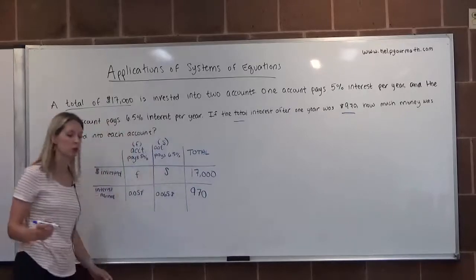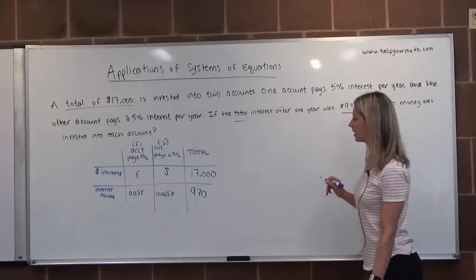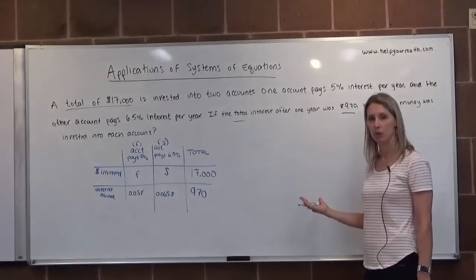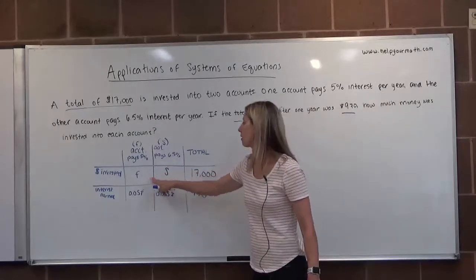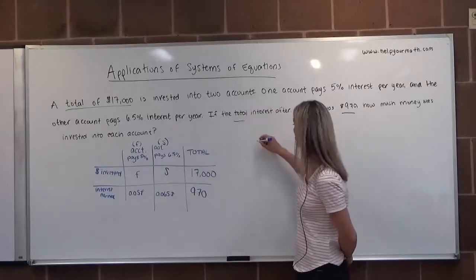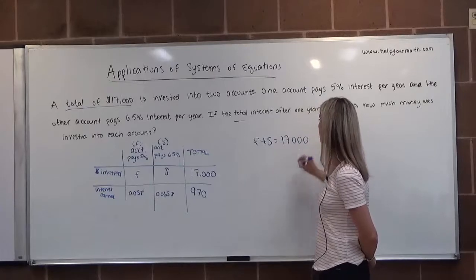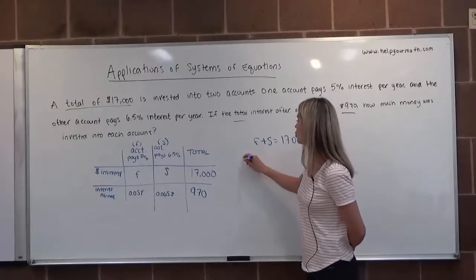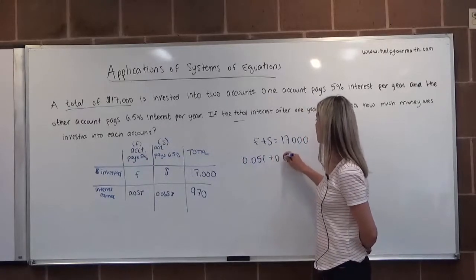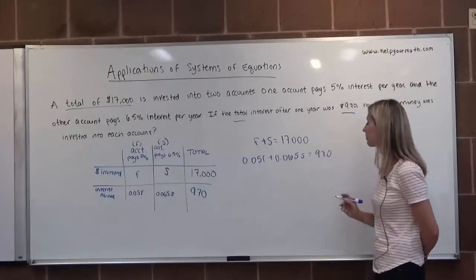At this point, if you don't have a calculator handy, you might need to get one out. I'm going to hold on to mine. And the nice thing about the table is that once you have it, it sets up the two equations for you. Here's one, part plus part equals total. Here's the second one, part plus part equals total. So it would be f plus s equals 17,000 is equation 1. Equation 2 is 0.05f plus 0.065 times s equals 970.